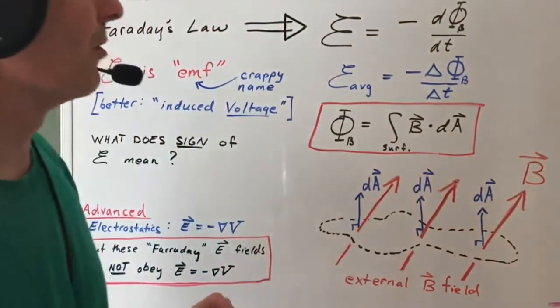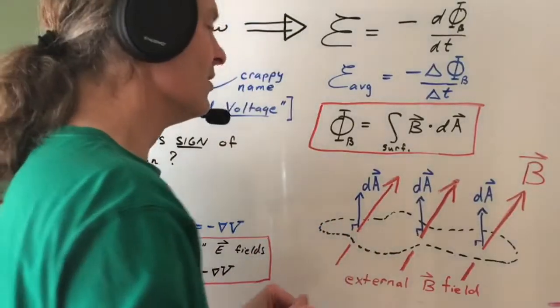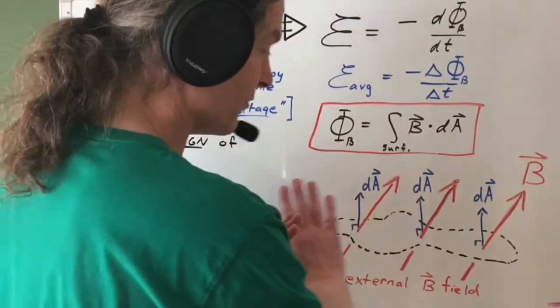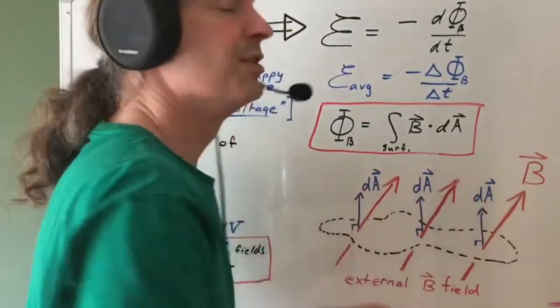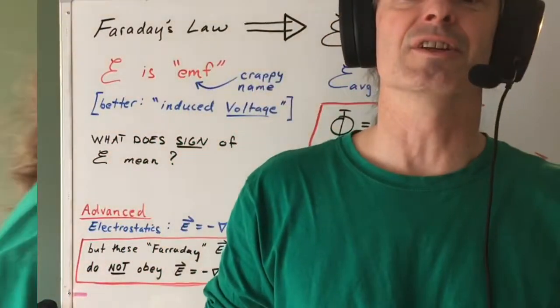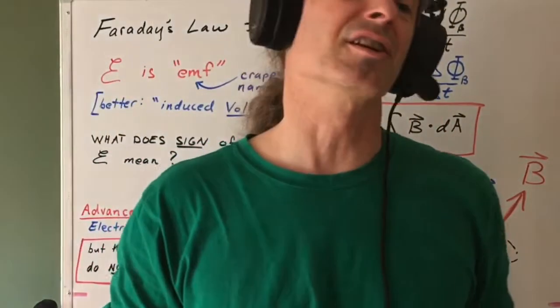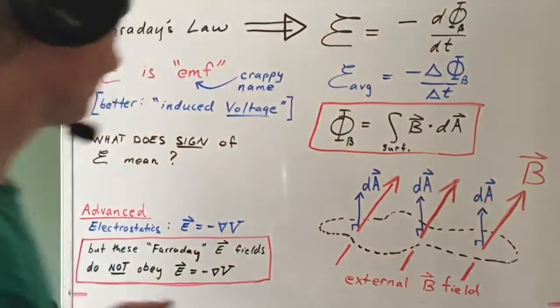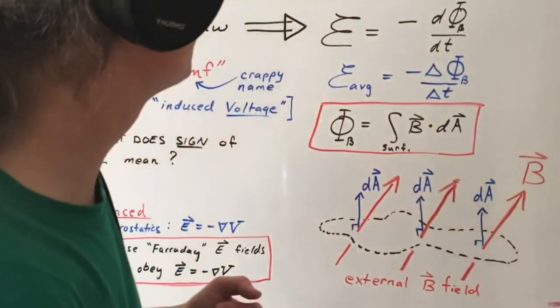All right, so here's the amazing takeaway from this. If you have nothing in a region of space other than a changing magnetic field, you will then get an electric field. It turns out also the reverse is true. I won't go into it here. A changing electric field produces a magnetic field. All right, so we have this deep connection between electricity and magnetism.